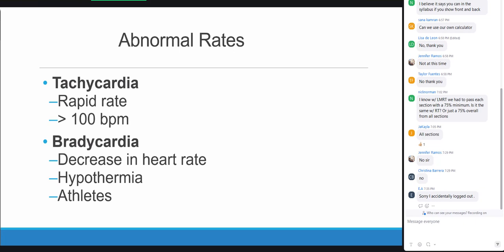Don't be surprised. Again, make sure you get a good history. If you find out the heart rate's a little below, find out what it is they do. Maybe they are an athlete. Maybe they present as an athlete already. So you have a heads up there.